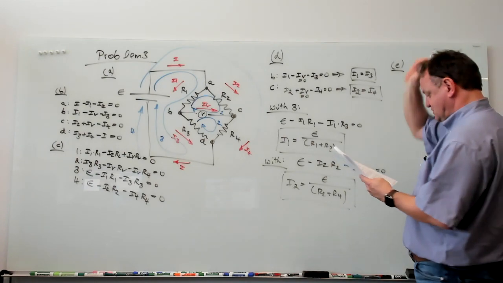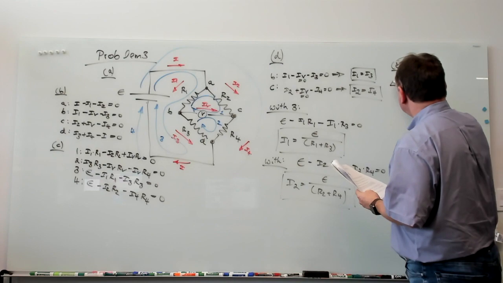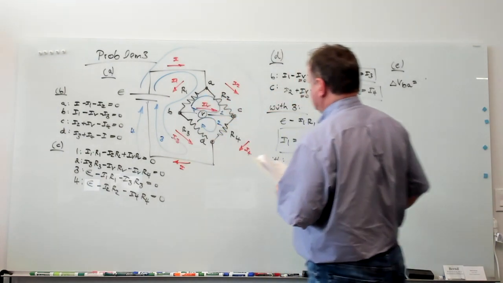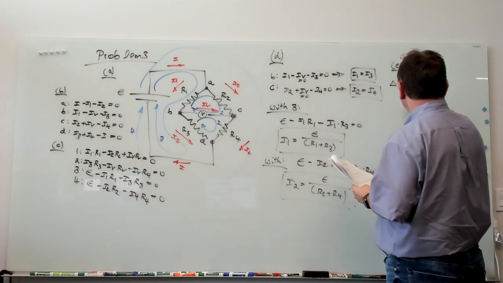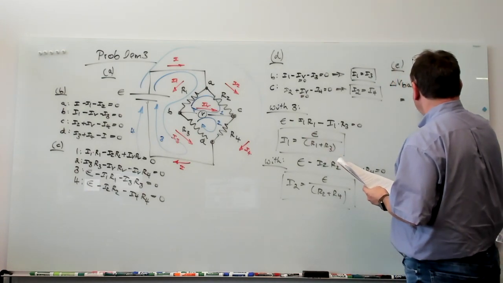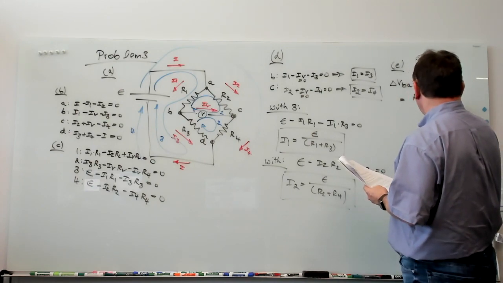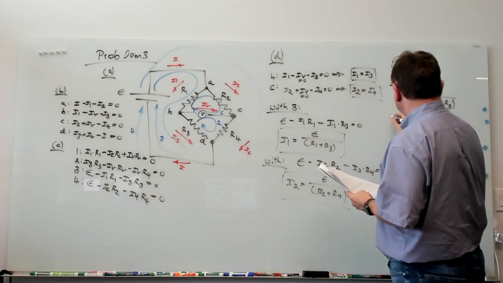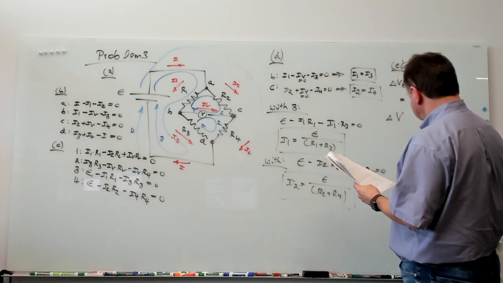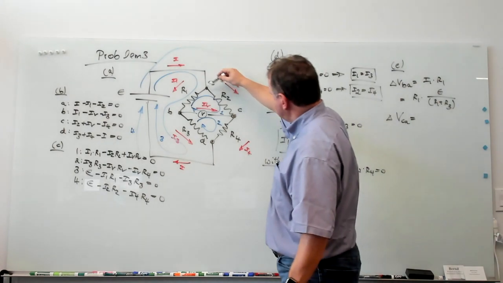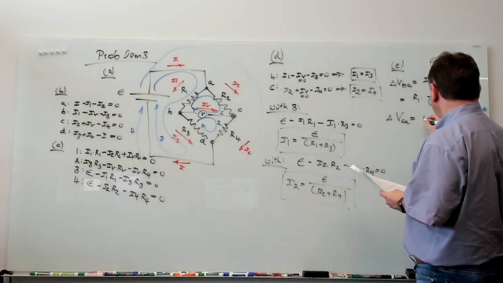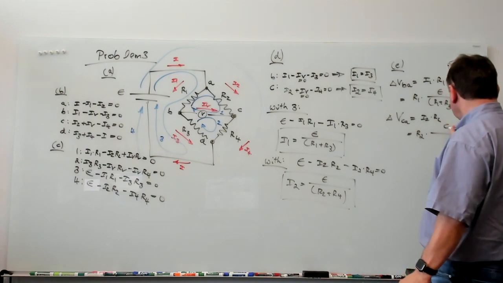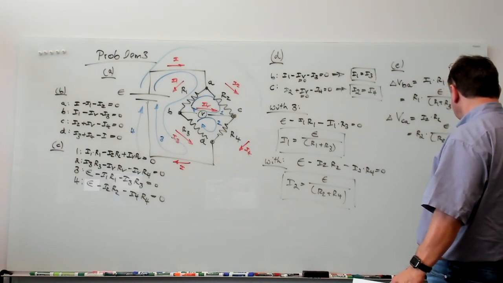So therefore the voltage drop delta VBA is I1 times R1, so this is nothing else than R1 times epsilon over R1 plus R3, sorry, R3, and delta VCA, so the voltage drop CA over resistor R2 is therefore I2 times R2, and therefore this is R2 times, and I2 is here, epsilon over the sum of the resistors R2 plus R4.